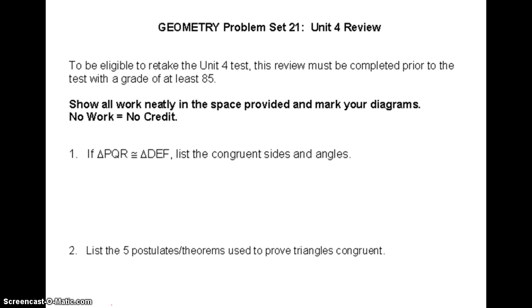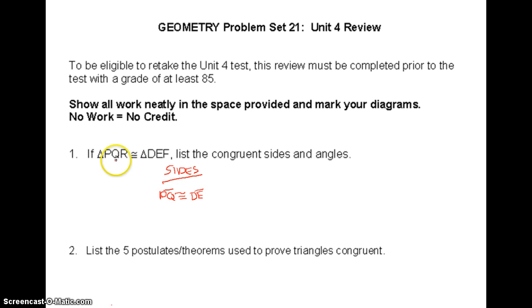Number 1, if triangle PQR is congruent to triangle DEF, list the congruent sides and angles. Okay, well, let's start with the sides here. Remember, these are in order. So if we have side PQ, the first two letters, it's going to be congruent to side DE, the first two letters of the second one. So PQ congruent to DE.